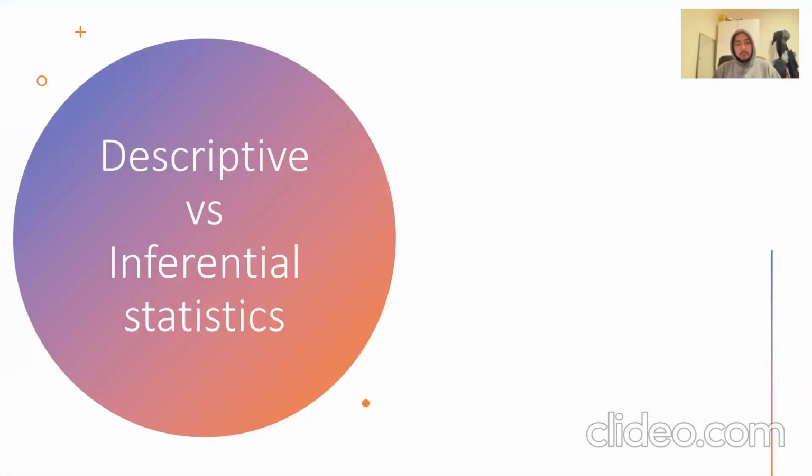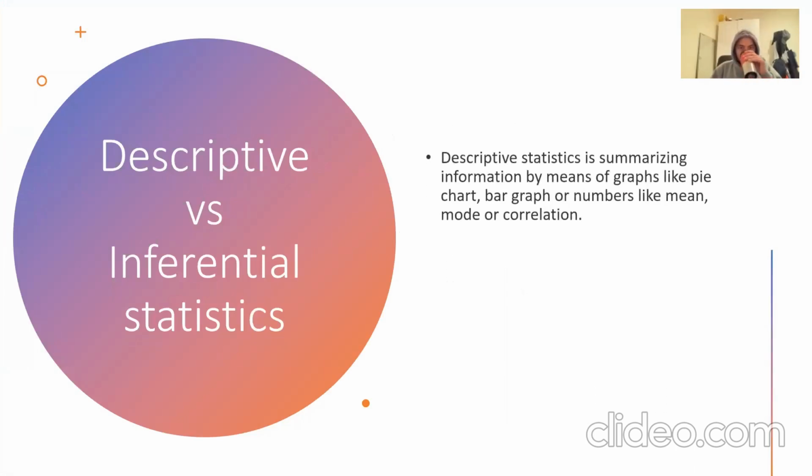In statistics, we have two terms: descriptive statistics and inferential statistics. Descriptive statistics is summarizing information by means of graphs, like a pie chart or bar graph, or numbers like mean, median, mode, or finding correlation. Summarizing the information by means of graphs or numbers is what we call descriptive statistics.